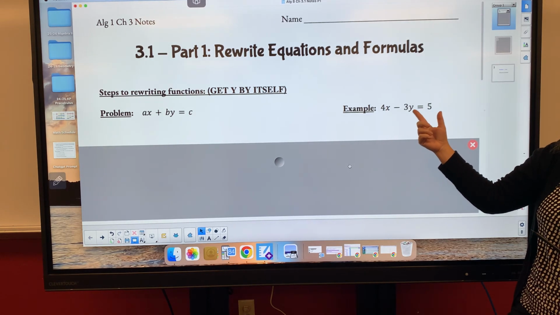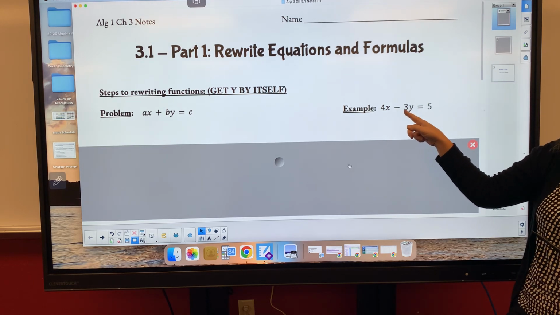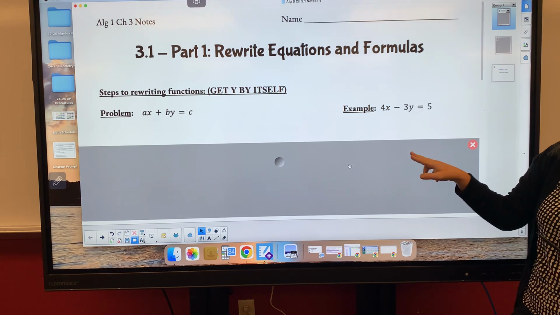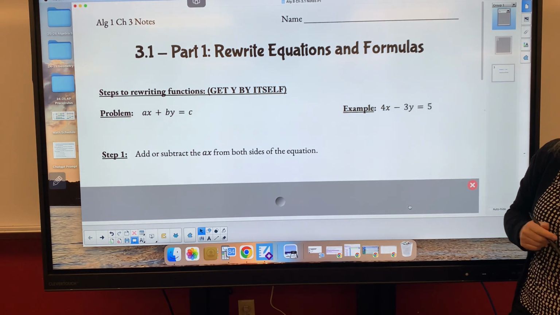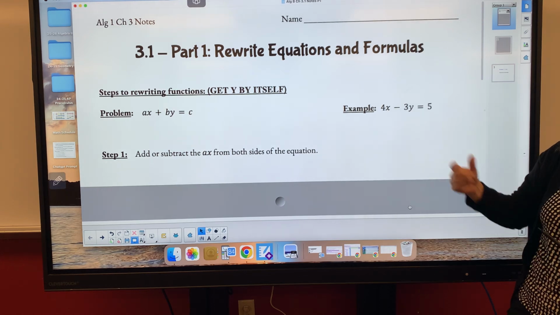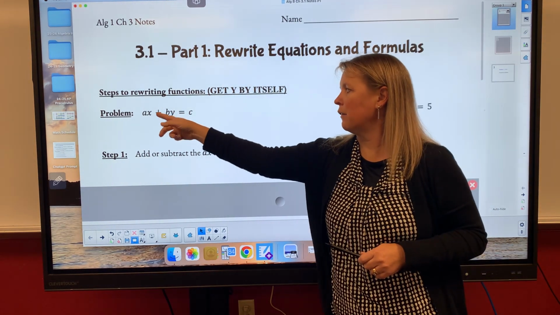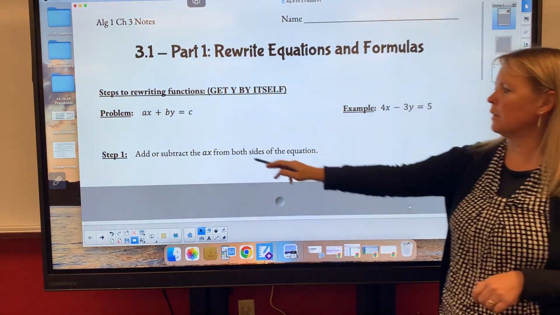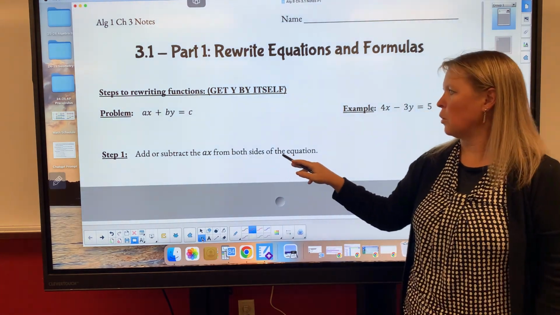4x minus 3y is 5. So there's your a is 4, your b is -3, and your c is 5. But see that there's an x and a y in the example. So step number 1 to getting y by itself, meaning it can't be with the x's, it can't have a b in front of it, it can't have any number in front of it, it literally has to be completely isolated. So step 1 says add or subtract the ax from both sides of the equation.